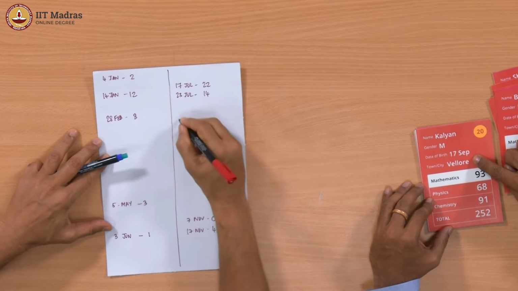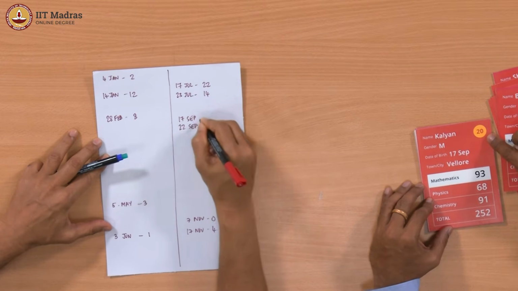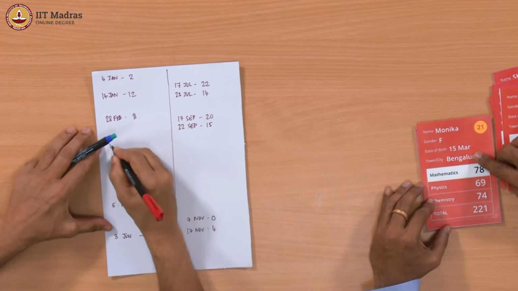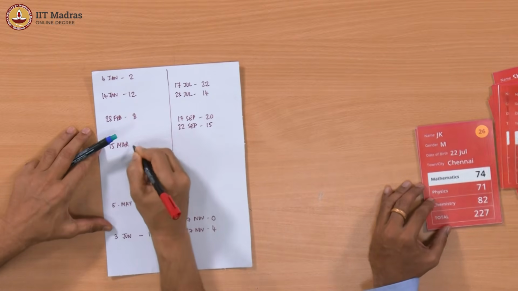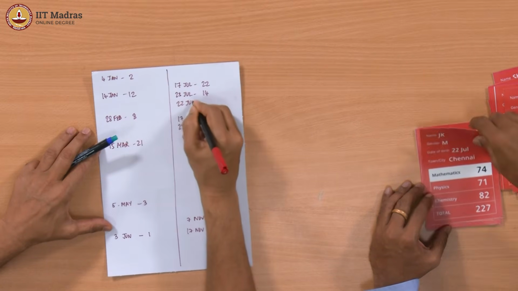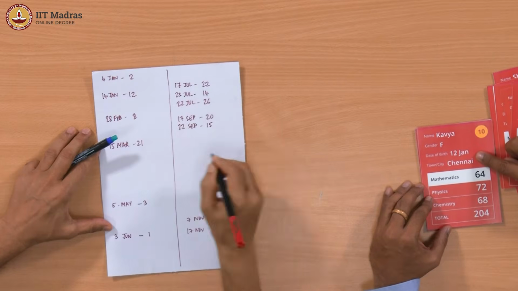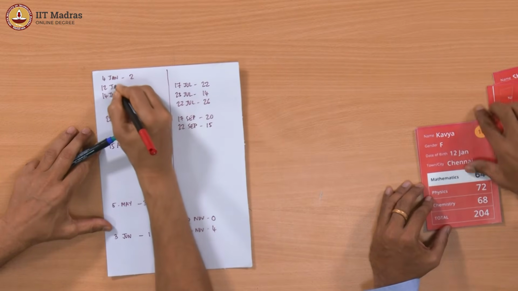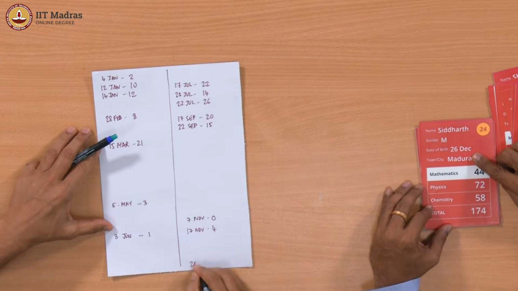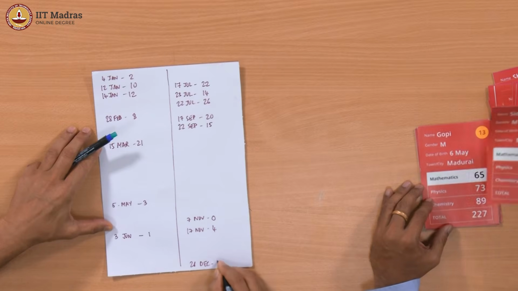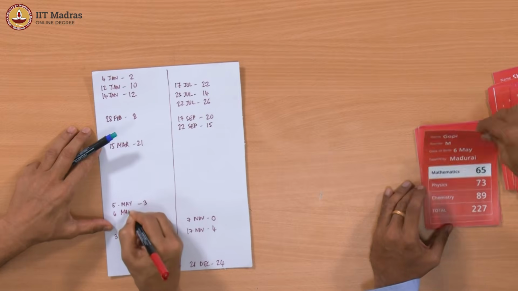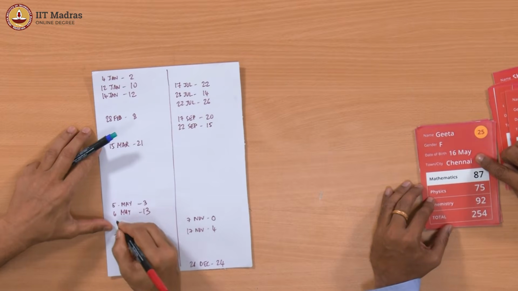17th September. Okay. 20. Okay. 15th March. Okay. 21. 22nd July. Okay. 26. 12th Jan. 10. 26th December. 24. Okay. 6th May. Okay. 13. Okay. 16th May. Okay.